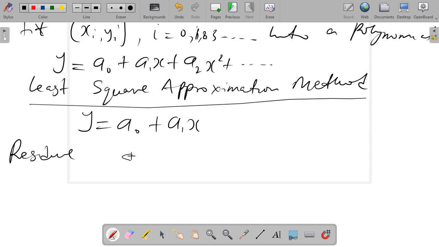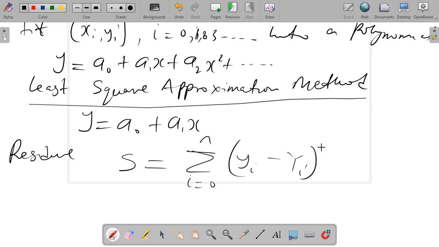Now our residue S is given as the summation of i starting from 0 to n of your Yi minus yi, where you see that the first one is a capital letter, all squared. Please don't forget this square. Students normally forget this square. This is the formula for residue. It's very easy. The summation of i starting from 0 to n of Yi minus yi, all squared.